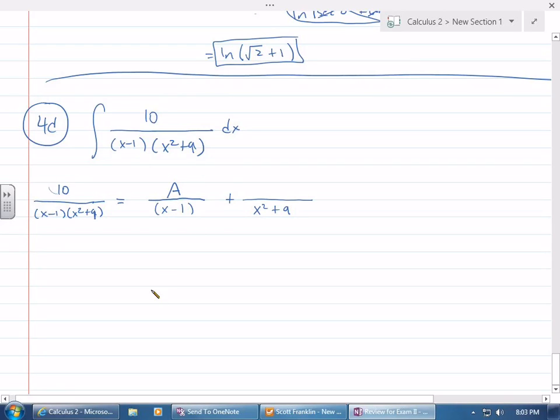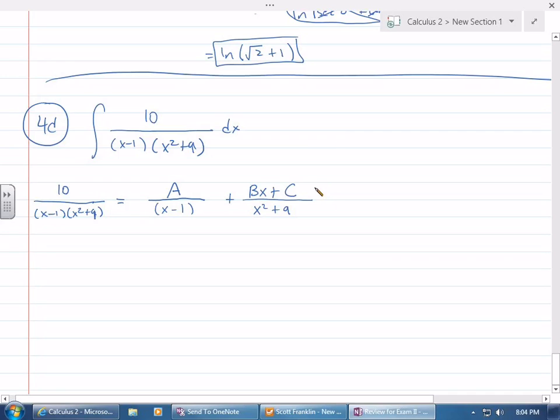We put an A on top of this one, but you don't just put a B here because it's quadratic. It's Bx plus C. You do 1 degree less than the denominator. That was like our second or third case. Okay, so now I've got to find A, B, and C.